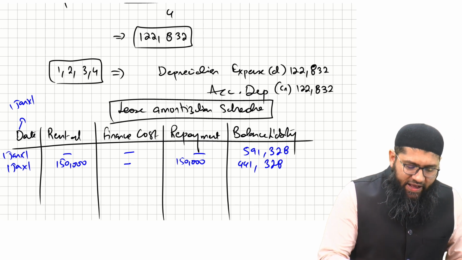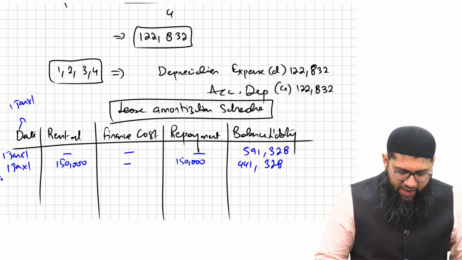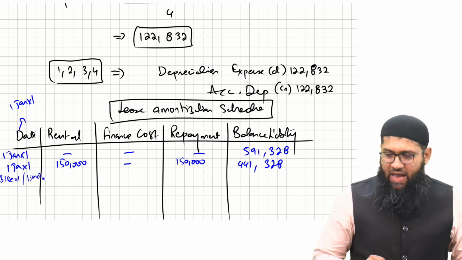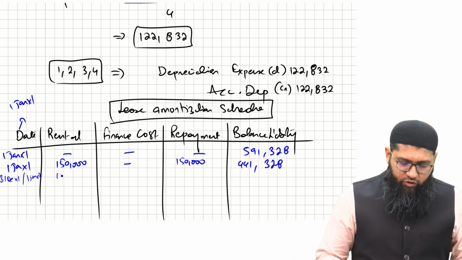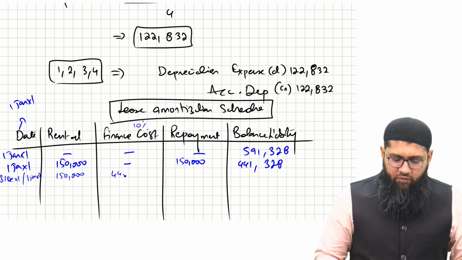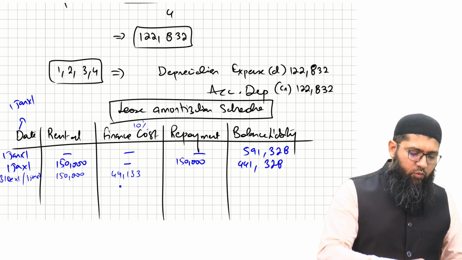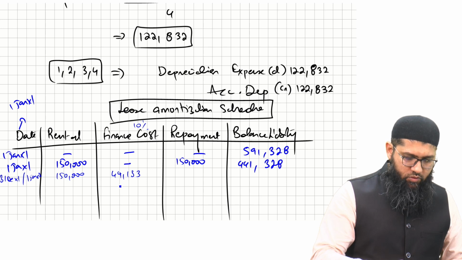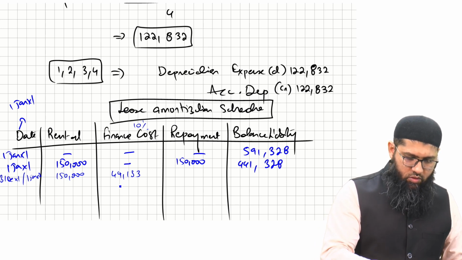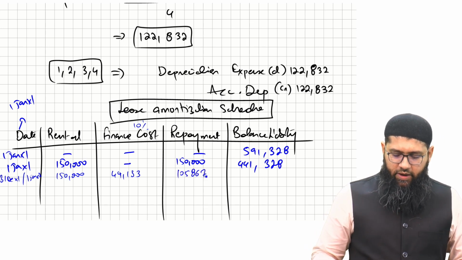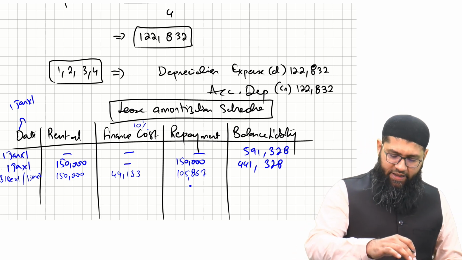Now, what next is going to be there? The next situation is going to be, I would say, 31st December X1 or 1st January X2. I am intentionally writing it down. So it's going to be 150,000 here. The finance cost is going to be 10%, which is 44,133. And if it is 44,133, then $105,867 is the repayment of the lease liability.